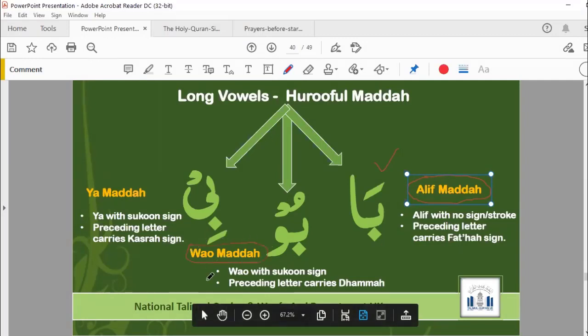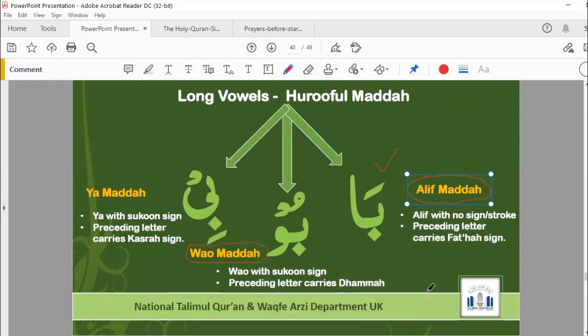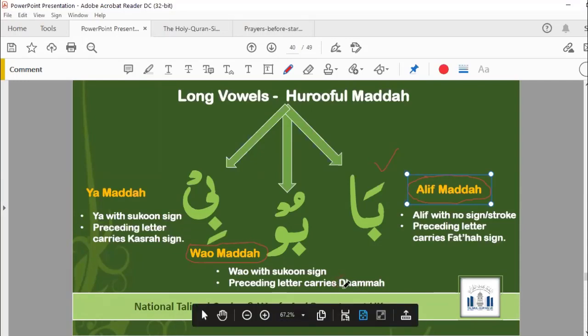Now, what is waw madda? Waw madda is when a ya with a sukun sign follows a letter that carries a kasra sign. What is this? It's a dhamma. Please read these two conditions again. Waw with sukun sign, preceding letter carries dhamma. Yes. And now pronounce this one.